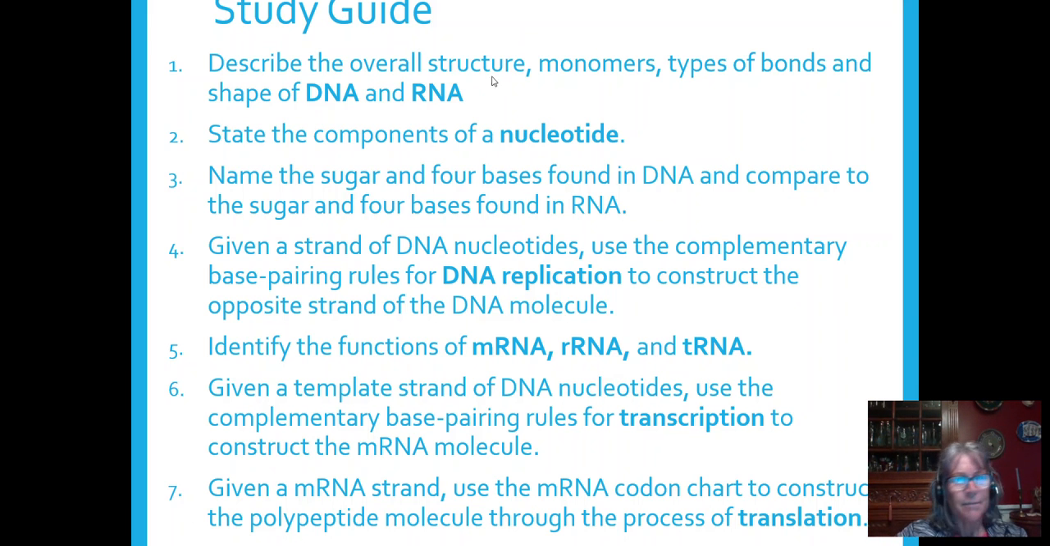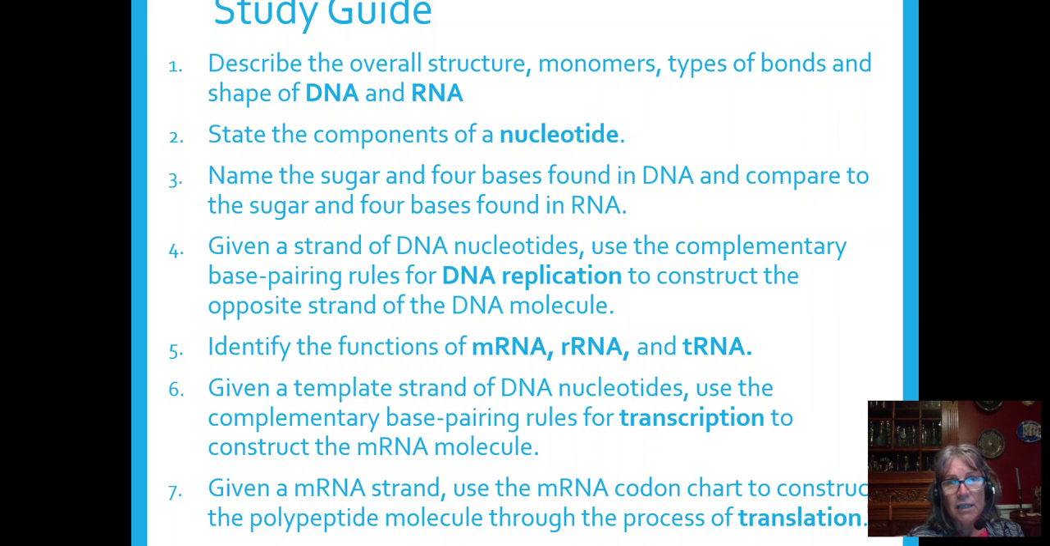So study guide. Describe the overall structure, the monomers, types of bonds and shapes of DNA and RNA, our nucleic acids. State the components of a nucleotide. That's our monomer. So the polymer is a nucleic acid. The monomer is a nucleotide. You should know the sugar and 4 bases found in DNA. Compare those to the sugar and 4 bases found in RNA.